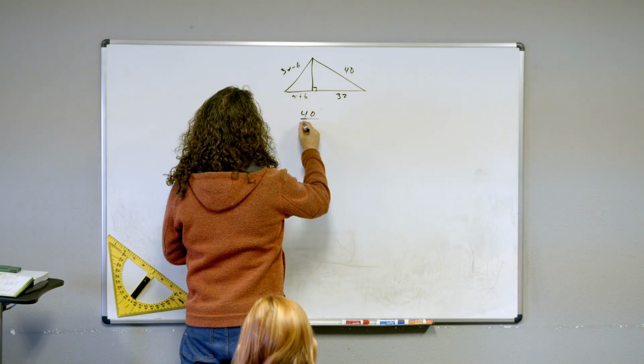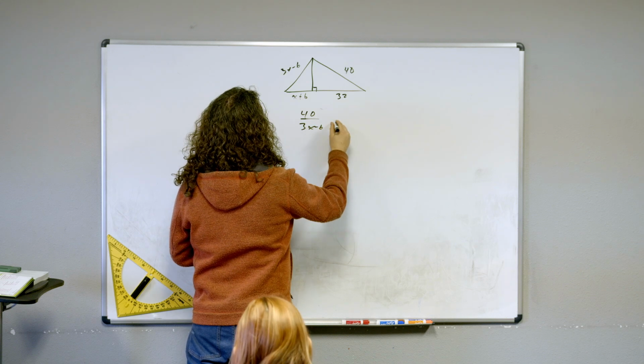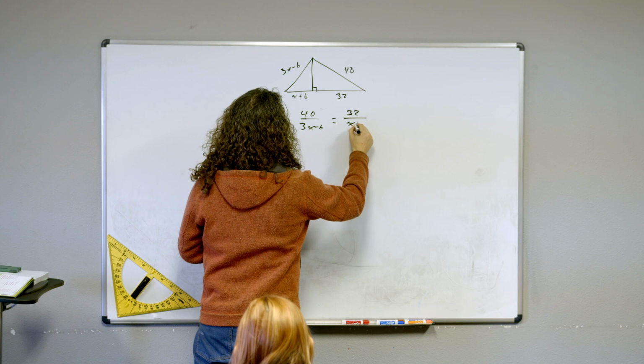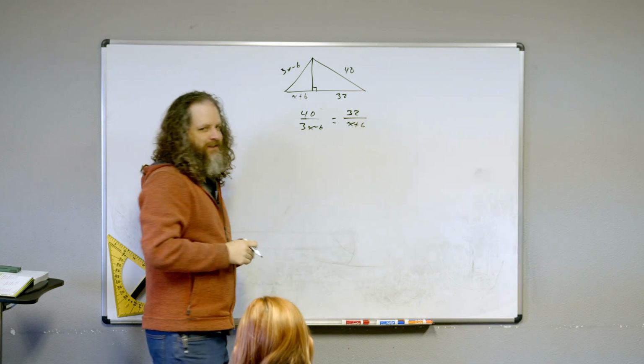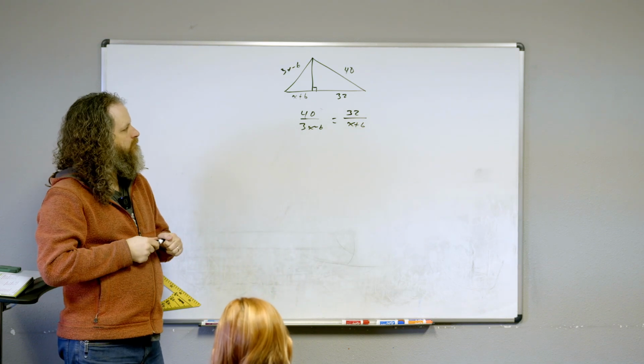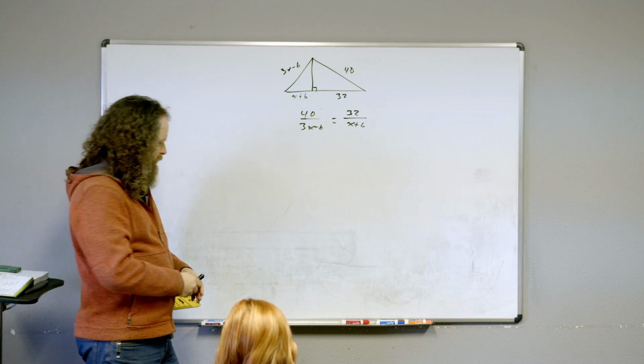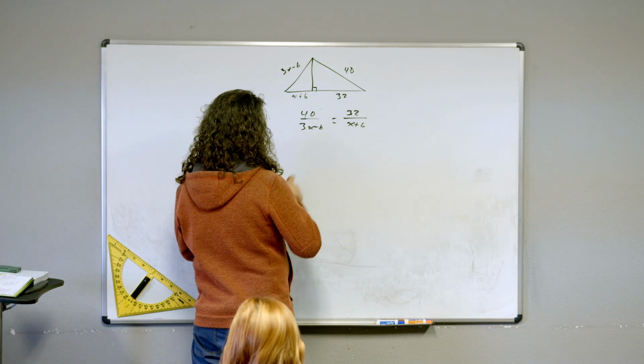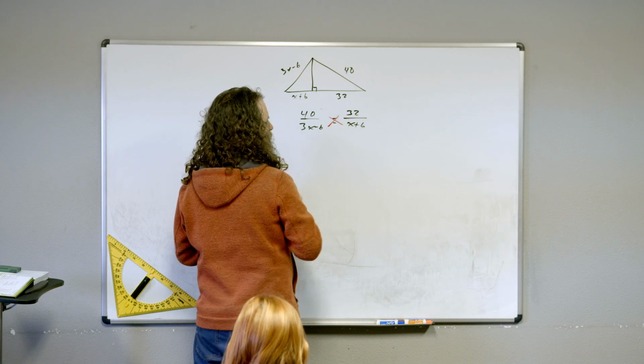40 to 3x minus 6 equals 32 to x plus 6. Now what? You cross multiply. Yeah. We got some expressions in the denominators.